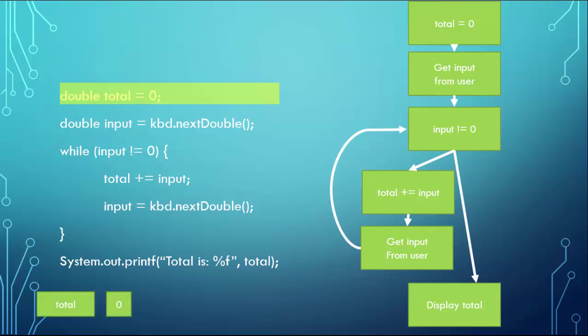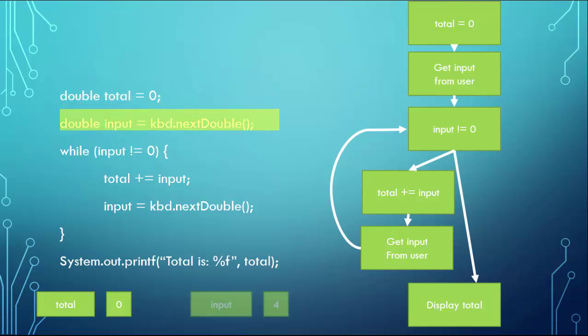Initially we start with our total is equal to 0. We get input from the user. Let's say they type in the number 4. Input is not equal to 0. So that's true. We'll go into our loop. We'll add input to our total. Now it's 4. We'll get another input from the user. Let's say they type in 5.